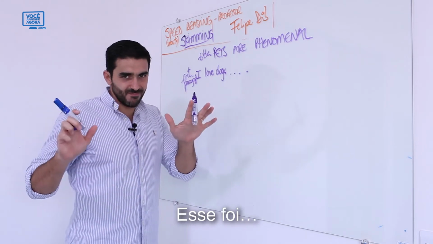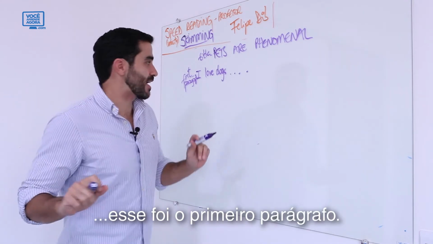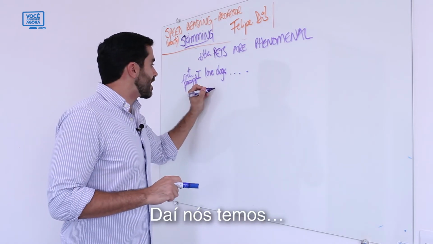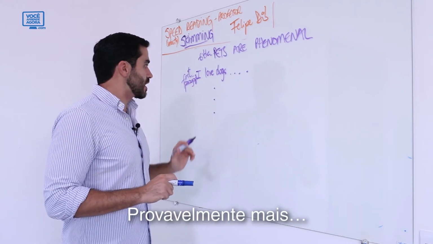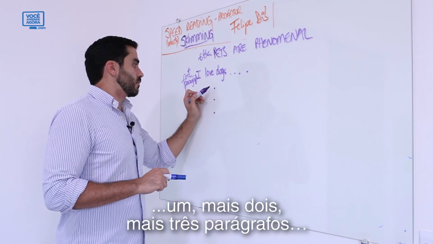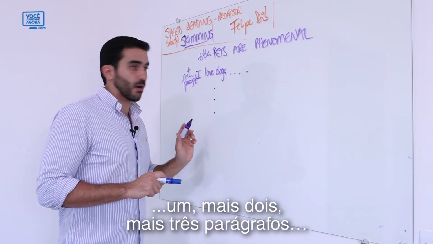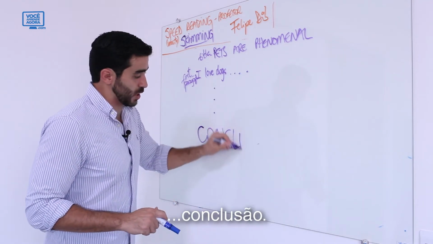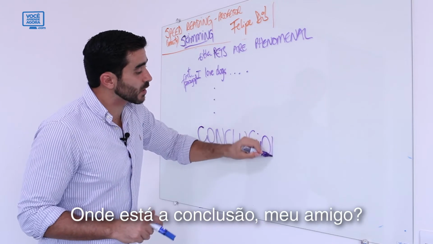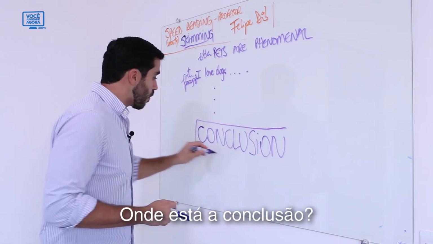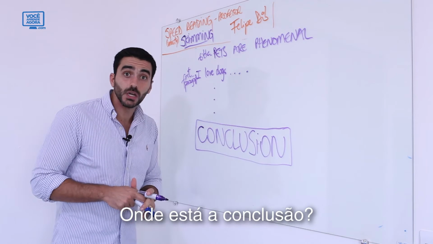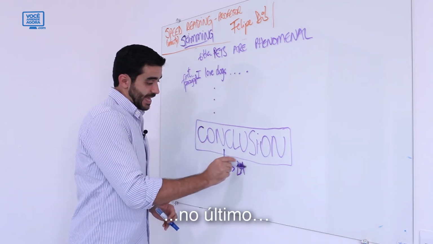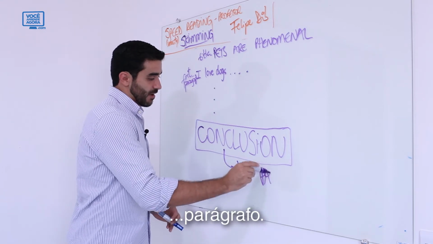This was the first paragraph. Then we have to follow the text. And then we have the development of this text. Probably one more, two more, three more paragraphs, and then we have the conclusion. Where is the conclusion, my friend? Where is the conclusion? The conclusion is in the last paragraph.